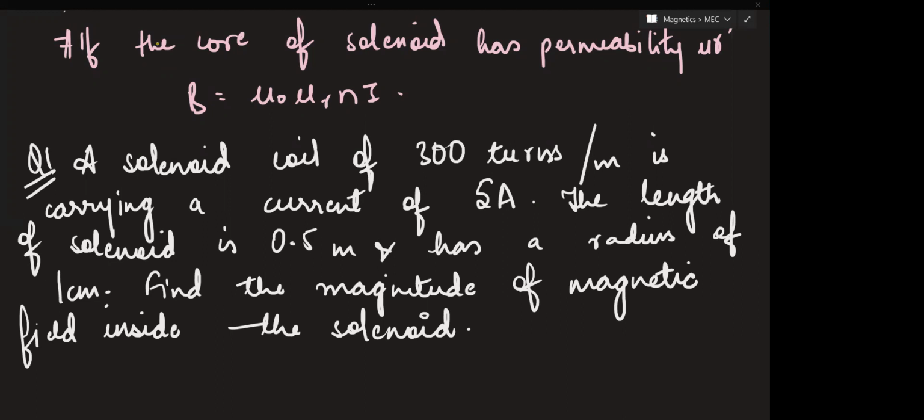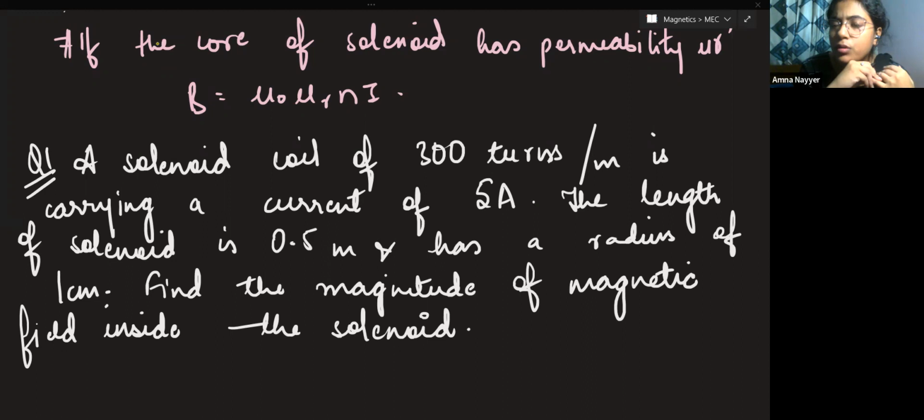Now, here L is also not used. R is also not used. Only the current and number of turns are used. And that too, number of turns per unit length, we did it. So number of turns per unit length is also mentioned. So is this data even useful for us? 0.5 length and radius 1 centimeter. According to any of you, do you think this data will be used in this numerical?